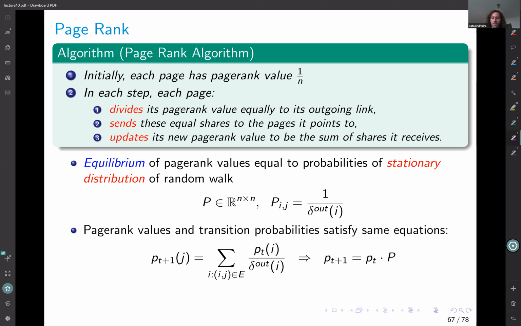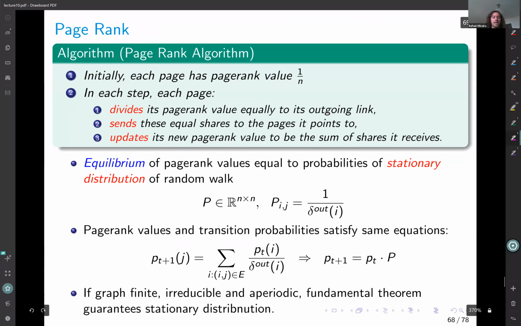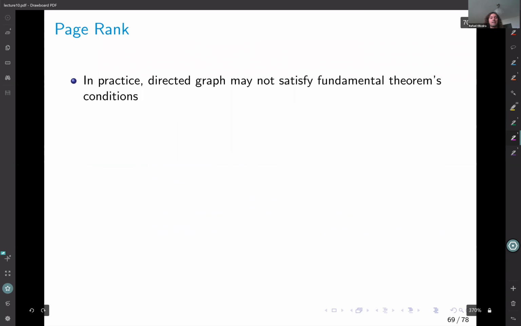So, this is what we discussed, right? Again, if the web graph is finite, which it is, is irreducible and aperiodic, then the fundamental theorem guarantees a unique stationary distribution. But the problem is, in practice, this directed graph may not satisfy the fundamental theorem's conditions, right?